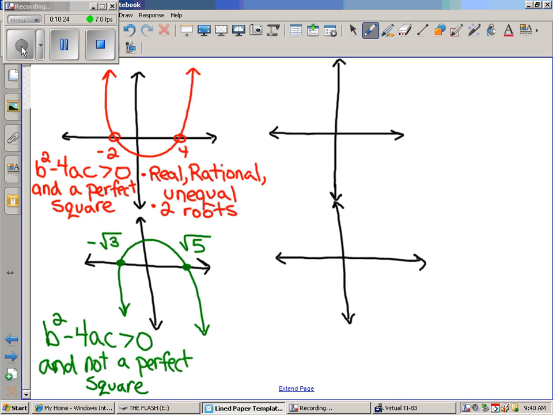If that stuff underneath the square root comes out to be a positive number and something you can't take the square root of, then you have real, irrational, unequal roots. And there's definitely 2 of them.